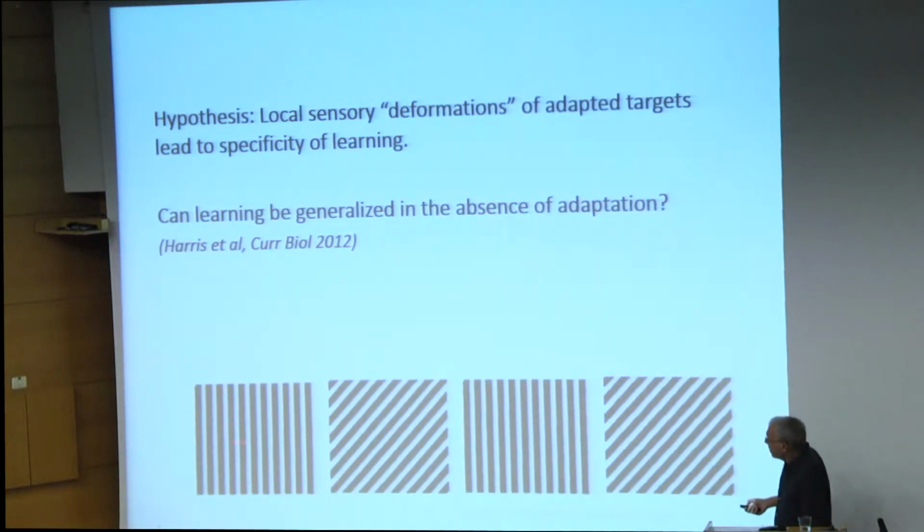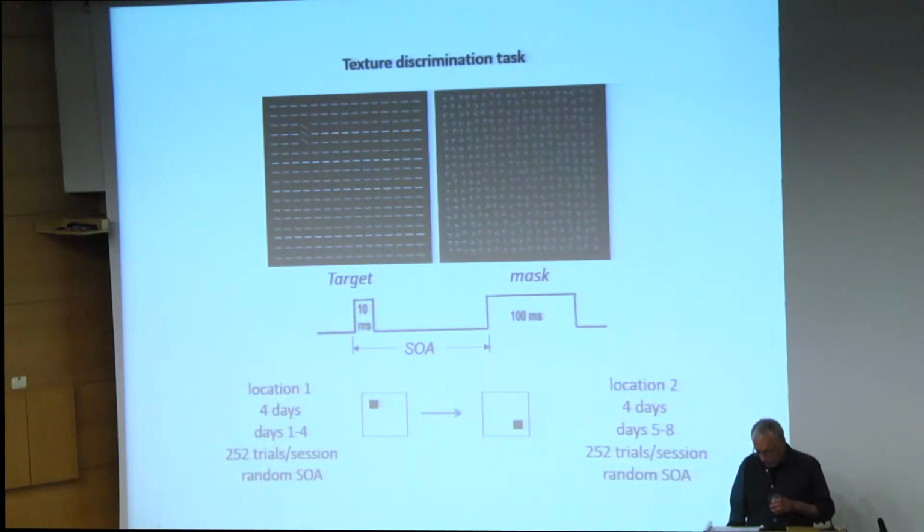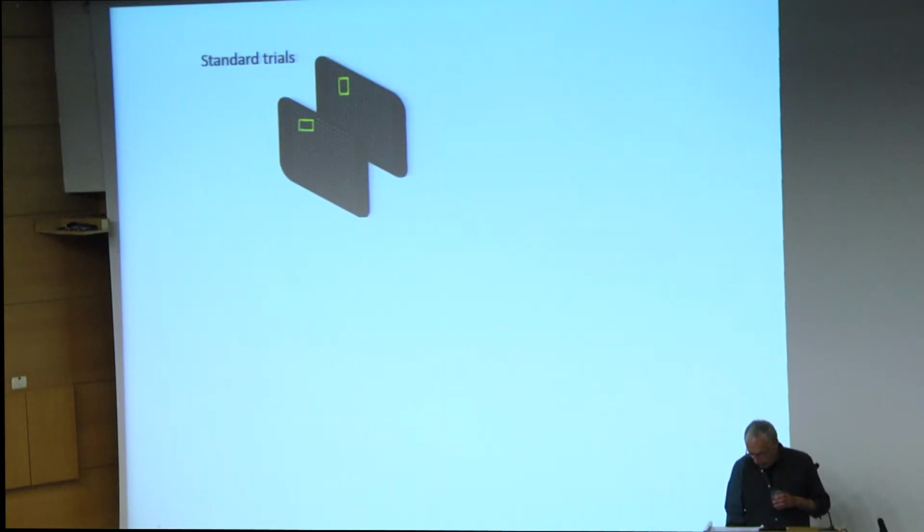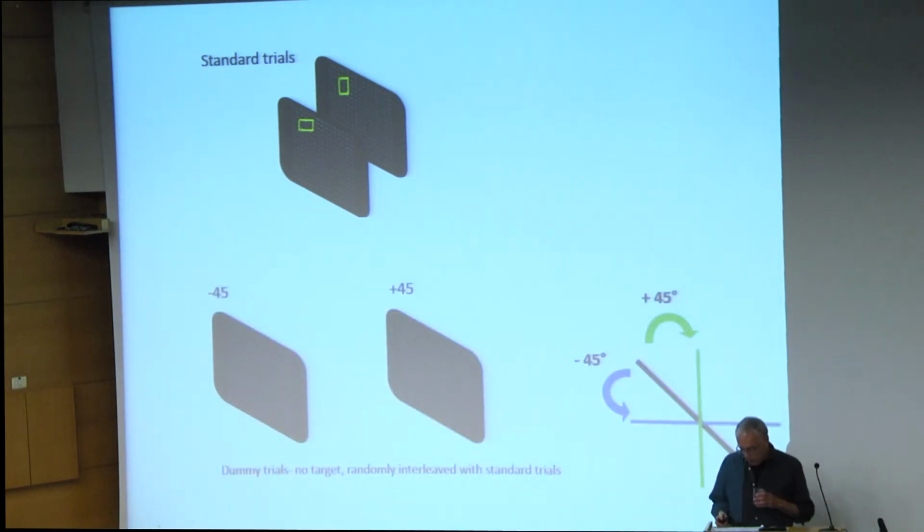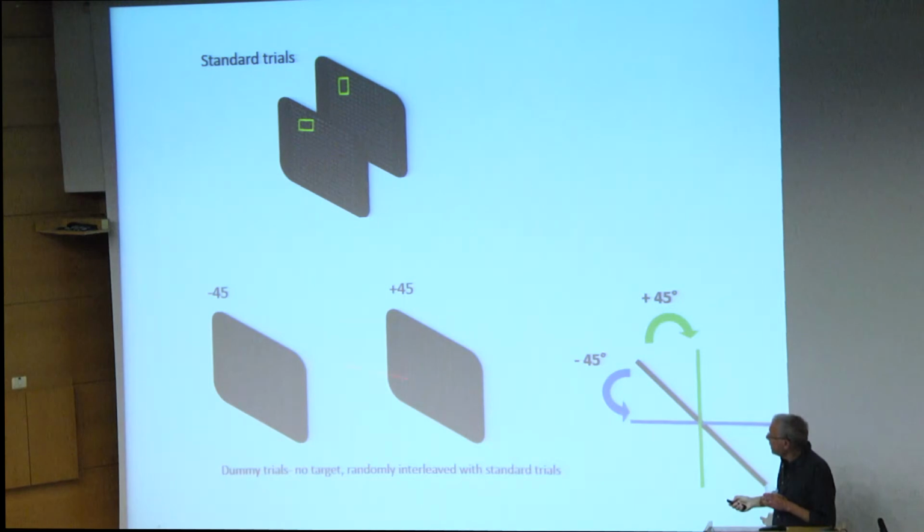So what we did, we generated a condition known to reduce the orientation-dependent adaptation, and this is by mixing different orientations. It's known in the literature that if you mix two orientations differing by 45 degrees, you can reduce adaptation. So we used the same task, but in addition to the standard trials, we added what we call dummy trials. These are frames which differ by 45 degrees from the target.